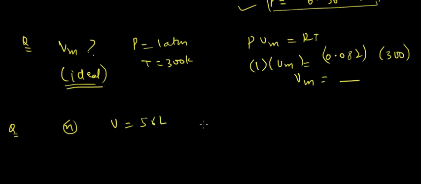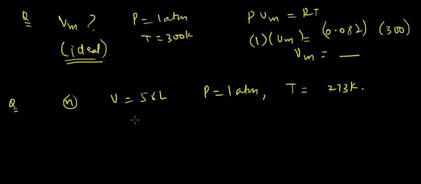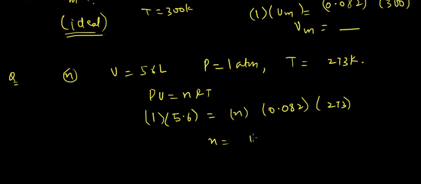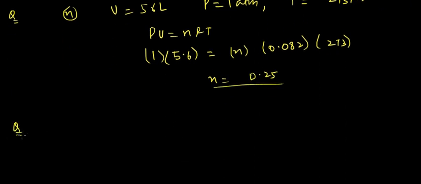Next, you have to calculate the number of moles present in a 5.6 liter vessel at a pressure of 1 atm and temperature of 273 Kelvin. Again PV equals nRT: pressure is 1, volume is 5.6, number of moles you have to calculate, R is 0.082 and temperature is 273. So from here n will come out to be 0.25.